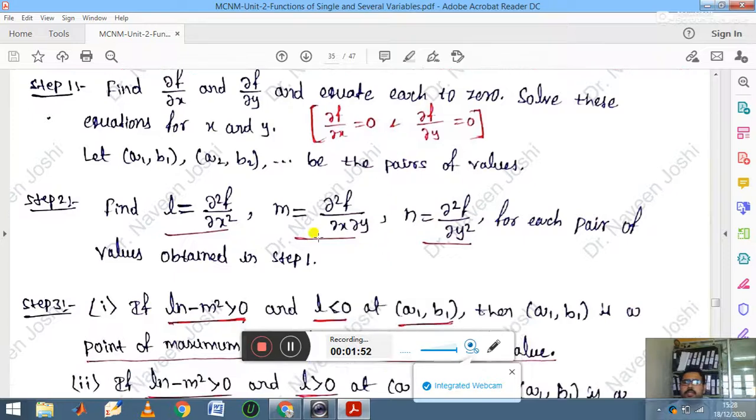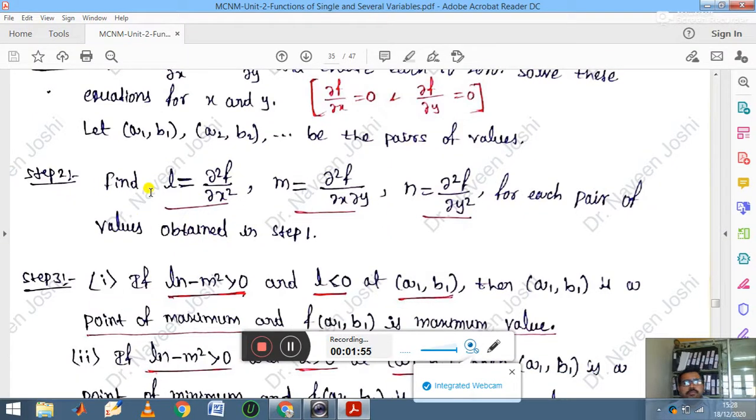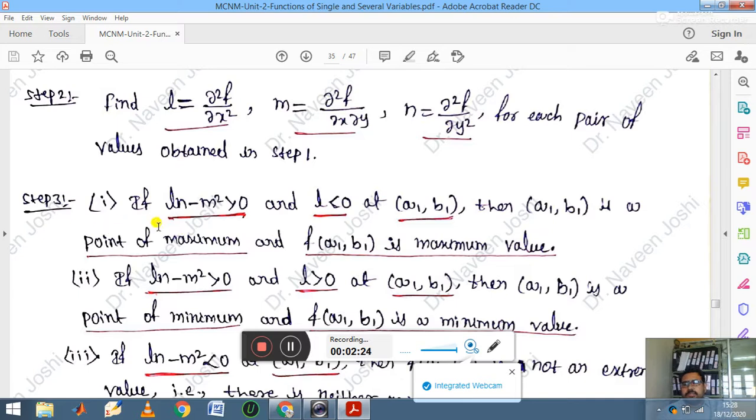Then step 2: you find the second order derivatives, but here we use specific notation. ∂²f/∂x² is represented by l, ∂²f/∂x∂y by m, and ∂²f/∂y² by n. So you are finding the l, m, n second derivatives. In step 2 you get the l, m, n values.